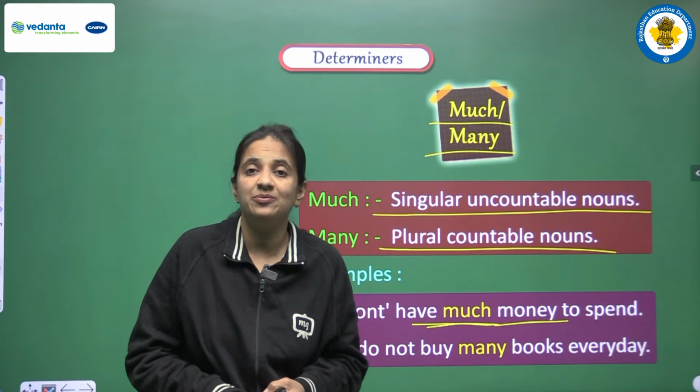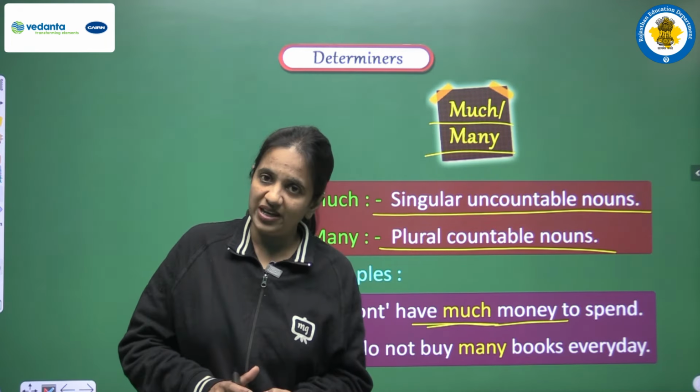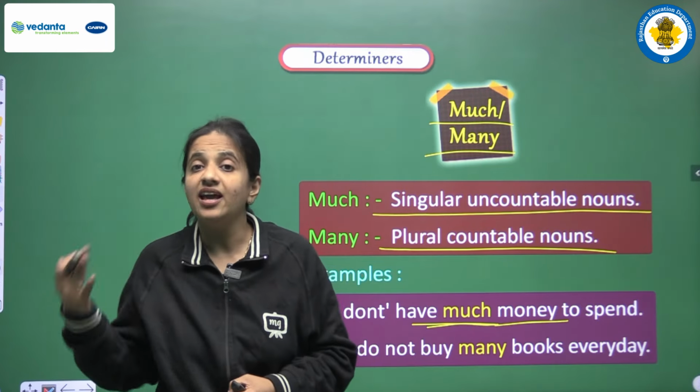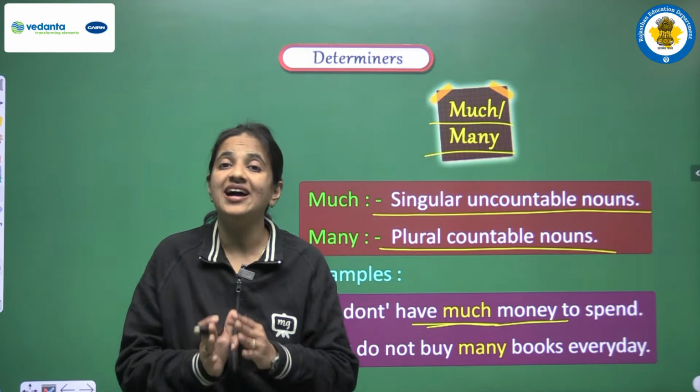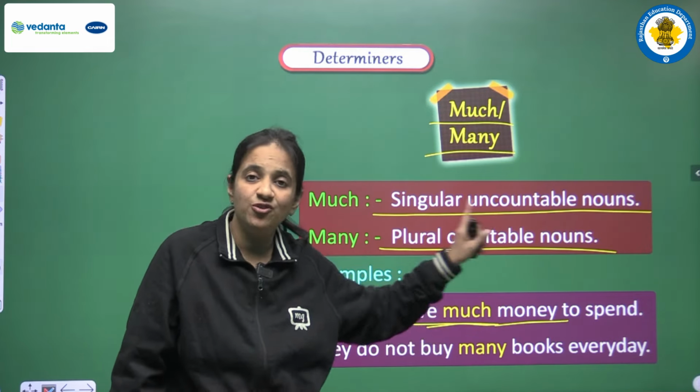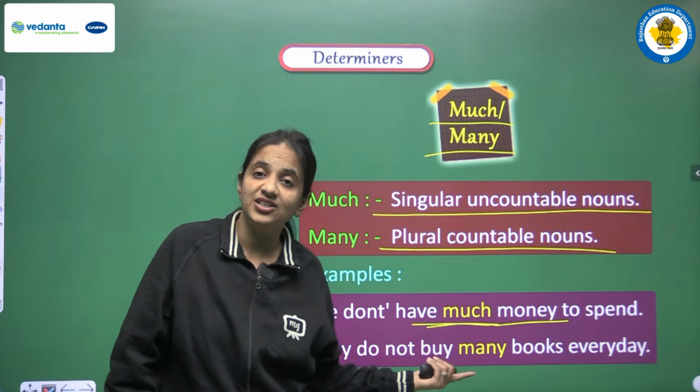Money is uncountable. If we are talking about rupees, if we are talking about paise, so yes, rupees and paise, they are countable, but money is an uncountable noun. So because money is an uncountable noun, before money we have to use much.